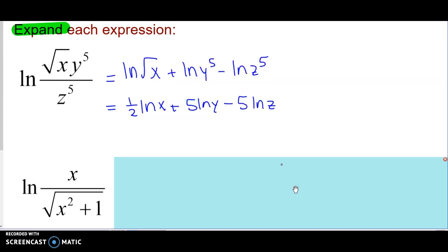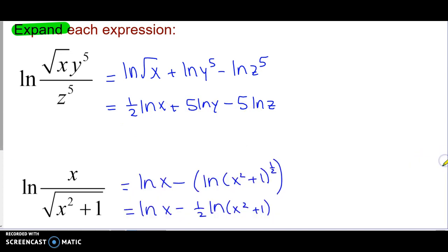Okay. So, expand each expression. First, I showed how I can separate the multiplication and the division with subtraction and addition. And then, I know that the square root of x is x to the 1/2. I brought that exponent in front. Second example here to check. Same thing here. I have that 1/2.